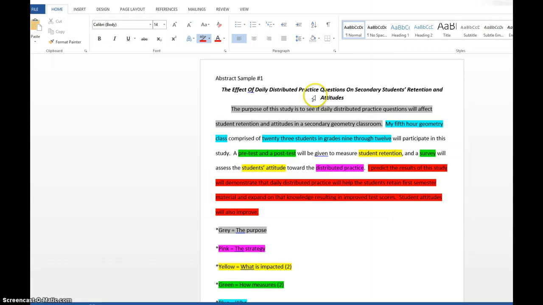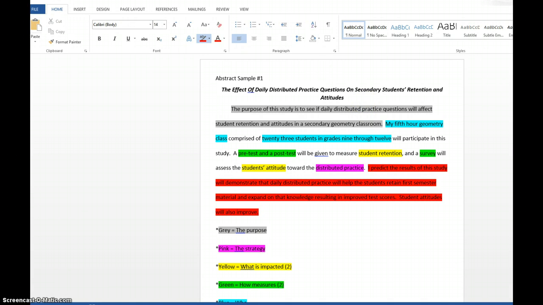So let's see if this title has those items. It has the strategy because it lists daily distributed practice questions. There's our strategy right there. It has the who, a secondary student. That's our who. And it has the two things affected. It has retention and attitudes.